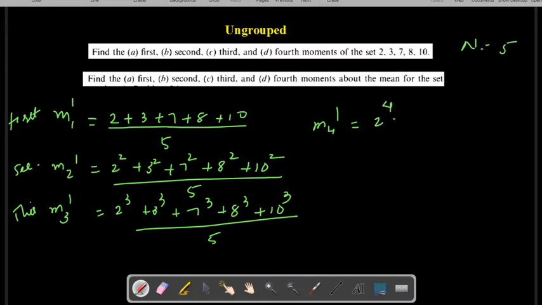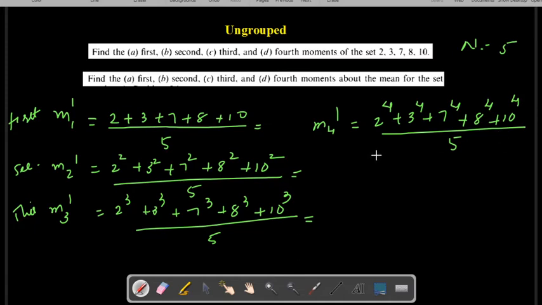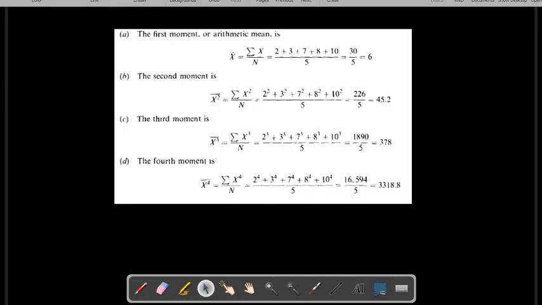Then next moment, fourth moment, m4 dash equal to, what you can write? 2 raised to 4 plus 3 raised to 4 plus 7 raised to 4 plus 8 raised to 4 plus 10 raised to 4 divided by 5. So you got your m1 dash, m2 dash, m3 dash, m4 dash, and whatever you have to calculate the values, you have to write here. Once you get the calculated values, you can use them to find the moments about mean. Here we are asked to find moments about the mean, so that also you can find. Here we have the answers.